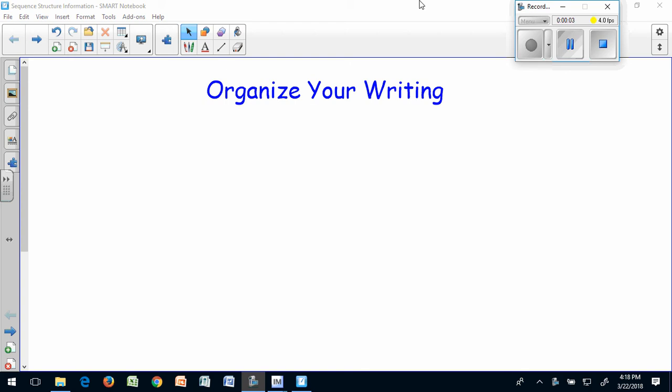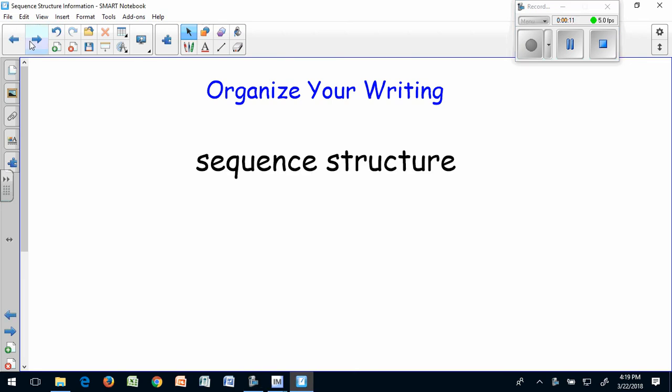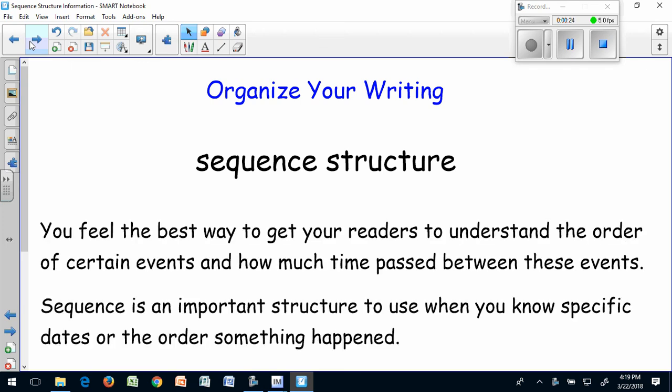Hey there. Today we're going to talk about organizing our writing, and we're going to focus on the text structure, which is sequence. Now you're going to need to think to yourself, when are you going to use a sequence text structure? What information would you be giving when you want to use the sequence text structure? And you would use this structure when you want your readers to understand the order of certain events, and also how much time has passed between the events, because often that's an important part of the information you want to give.